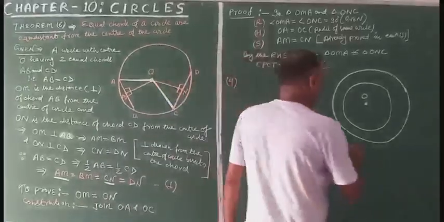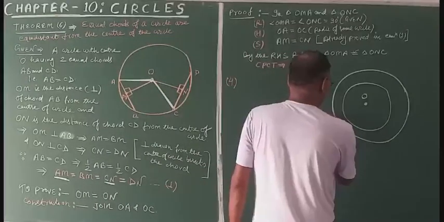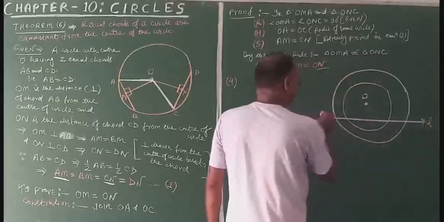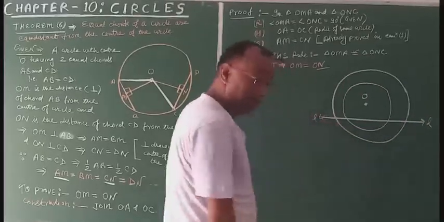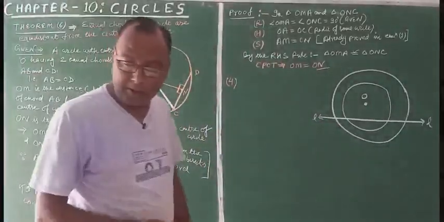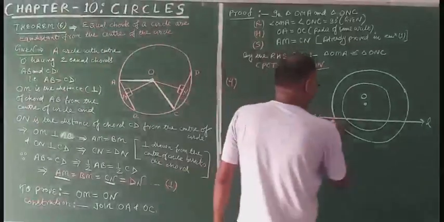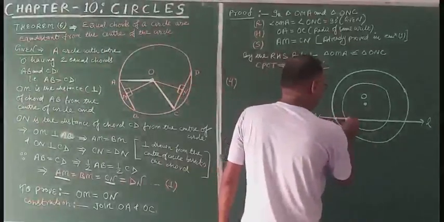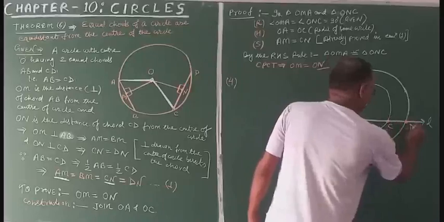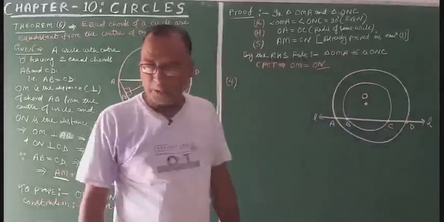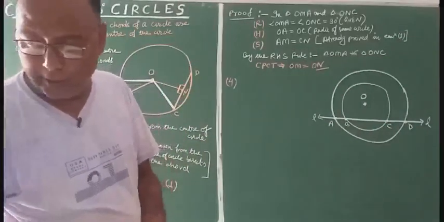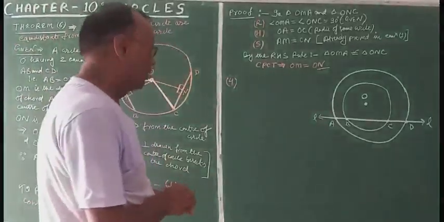There is a line. Suppose this is line L. This is line L, and this line L intersects these circles at points A, B, C and D. This line intersects at A, B, C and D. So you have to prove that AB is equal to CD. Okay? This you have to do.